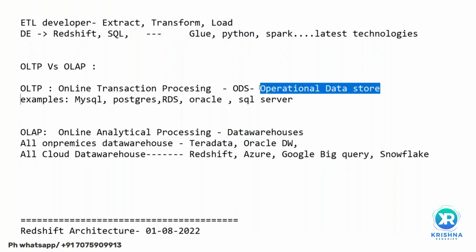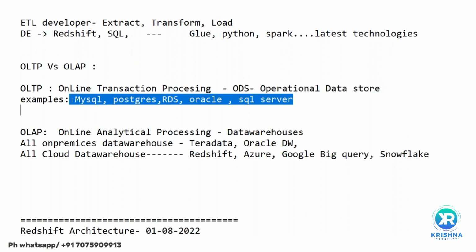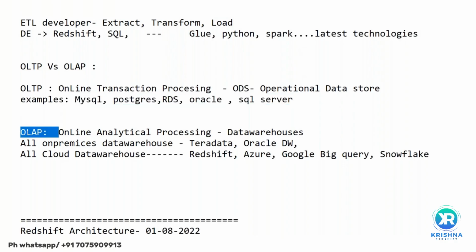Okay, so for example, railway reservation transactions will be loaded at the end of the day. So where are they stored? Of course, they are stored in the OLTP databases like MySQL, Postgres, RDS. So actually, that is what is called operational data store. Okay, so MySQL, Postgres, RDS, Oracle, SQL Server, they will store the data till the end of the day, and then all the data will be extracted, transformed, and loaded into data warehouses.